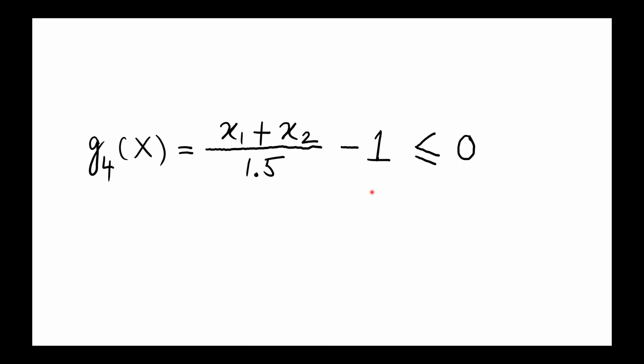Lastly, the fourth design constraint is G4(x), which is calculated as x1 plus x2, divided by 1.5, minus 1, and the value of G4(x) should be less than or equal to 0.